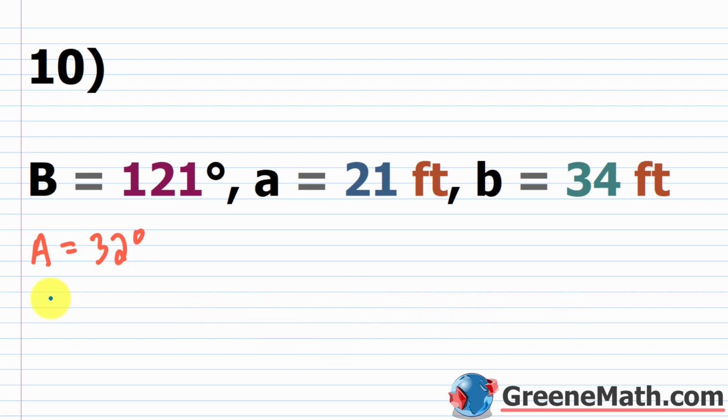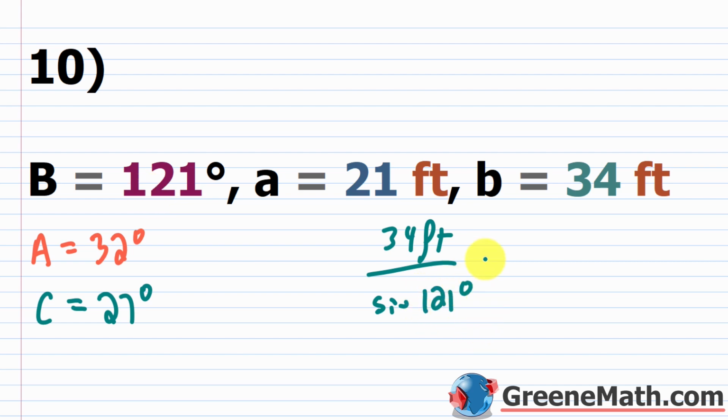And then for angle C, let's just do 180 degrees minus 121 degrees minus 32 degrees, and then you get about 27 degrees. Okay, so now we need to figure out this missing side, which is C. Again, just use what you were given to make it more accurate. So let's do this little b here: 34 feet, that length, over the sine of your angle B, which is 121 degrees. Again, this would be equal to, you're looking for this little c, over the sine of C, so the sine of 27 degrees.